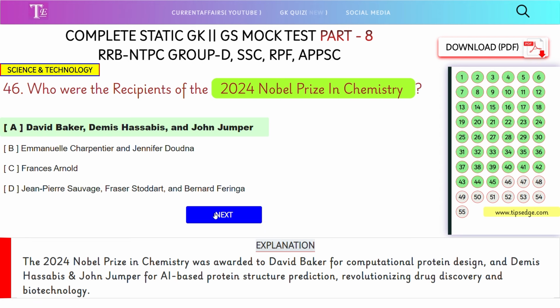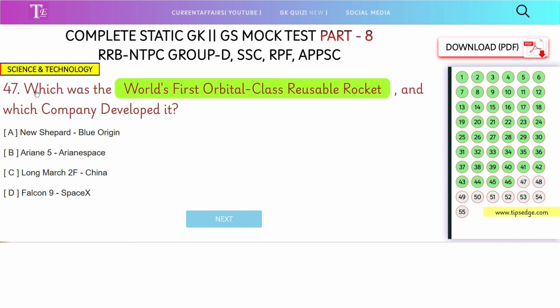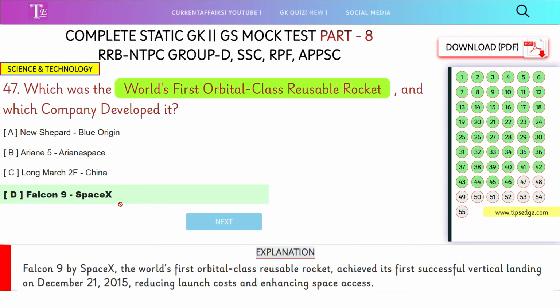Now moving to the 47th question. Which was the world's first orbital class reusable rocket and which company developed it? Answer: Falcon 9, SpaceX.